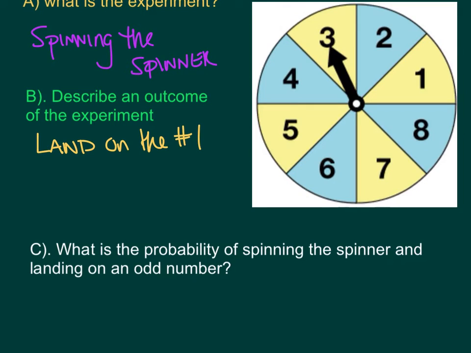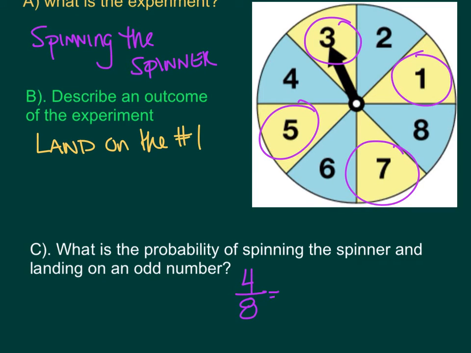Part C. What is the probability of spinning the spinner and landing on an odd number? You probably know enough about probability before we get too far into it to answer this question. Well, if I take a look at this, 1 is odd, 3, 5, and 7. I wonder if you're saying the same thing. I'm saying that's 4 out of 8, or equivalent to 1/2.